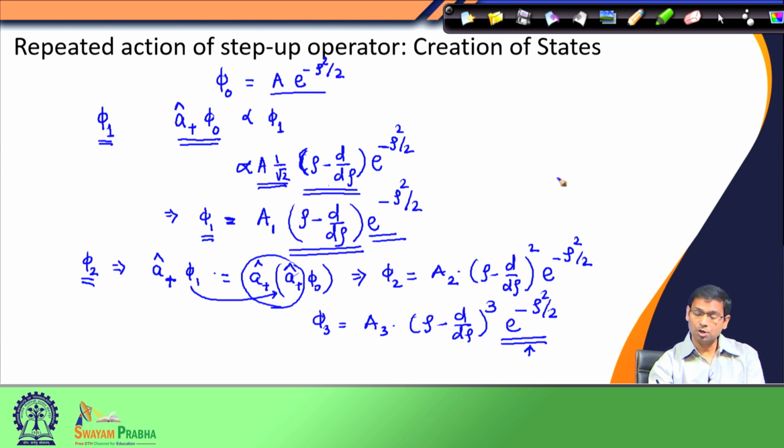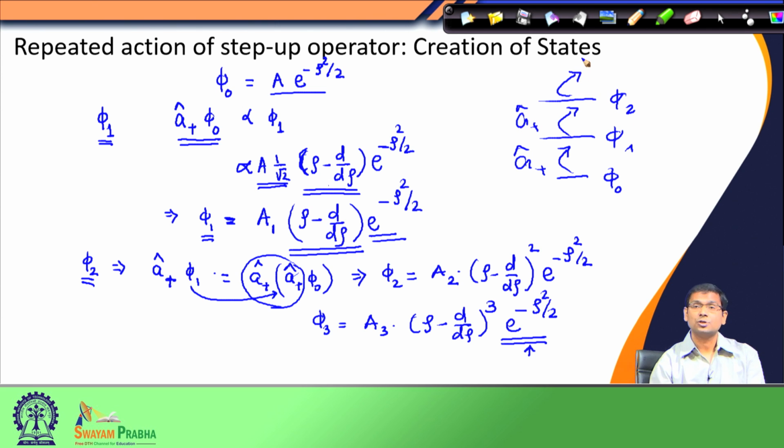So, if I know the lowest eigenfunction phi 0, I can simply keep on applying the step up operator as many times to get my higher eigenfunctions. So, this is phi 2. So, to get phi n, I will have to apply this operator n number of times.